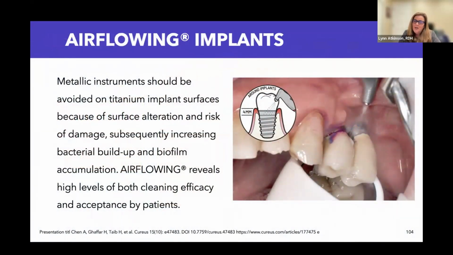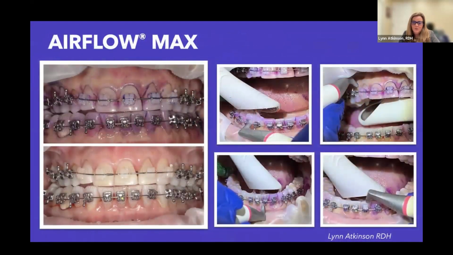And this is about implants. I never knew how to clean implants before. I knew what the protocol was, and I've been doing this for 35 years, so the protocols have changed over the years. But with the airflow, you can be less invasive, and you're not scratching that surface.